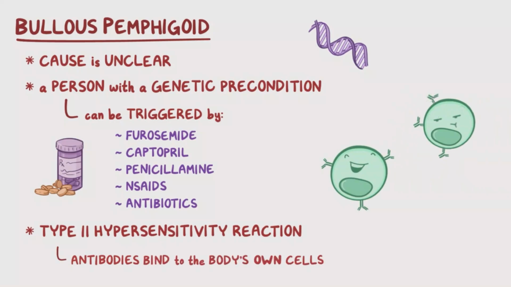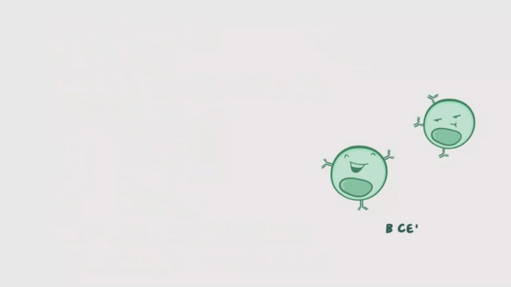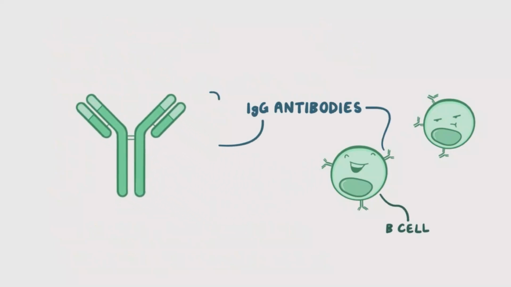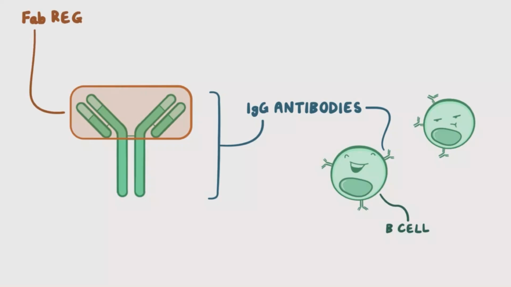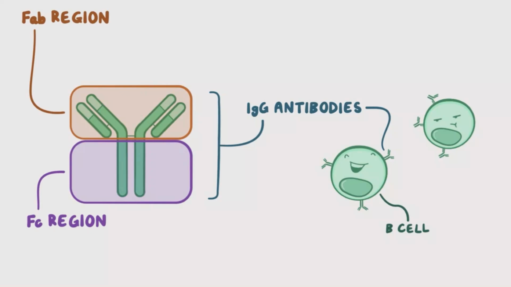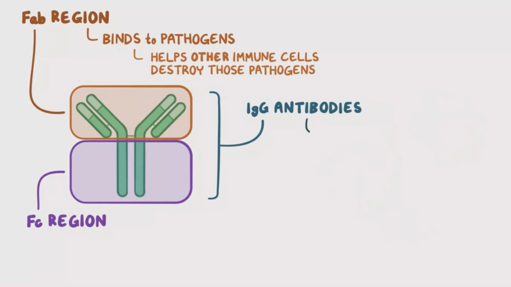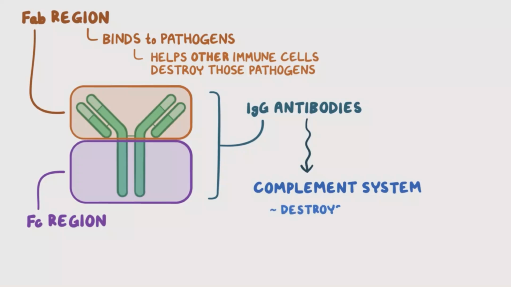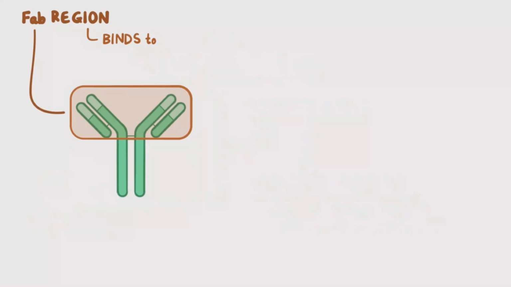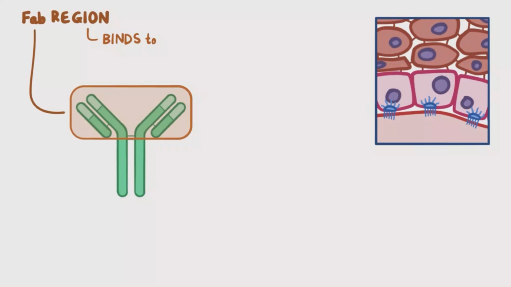Immune cells, called B cells, produce IgG antibodies, which are Y-shaped molecules with 2 regions: an antigen-binding fragment region, or Fab region, and a fragment crystallizable region, or Fc region. The Fab region of the antibody binds to pathogens, which helps other immune cells destroy those pathogens. The antibodies can also activate a part of the immune system called the complement system, which destroys the pathogen, or induces inflammation. In bullous pemphigoid, the Fab region of IgG antibodies binds to proteins that make up the hemidesmosome.